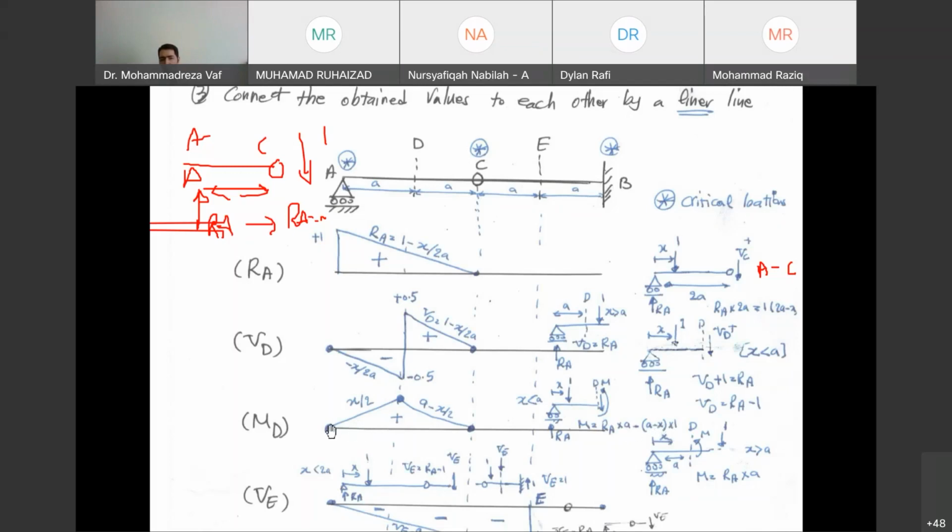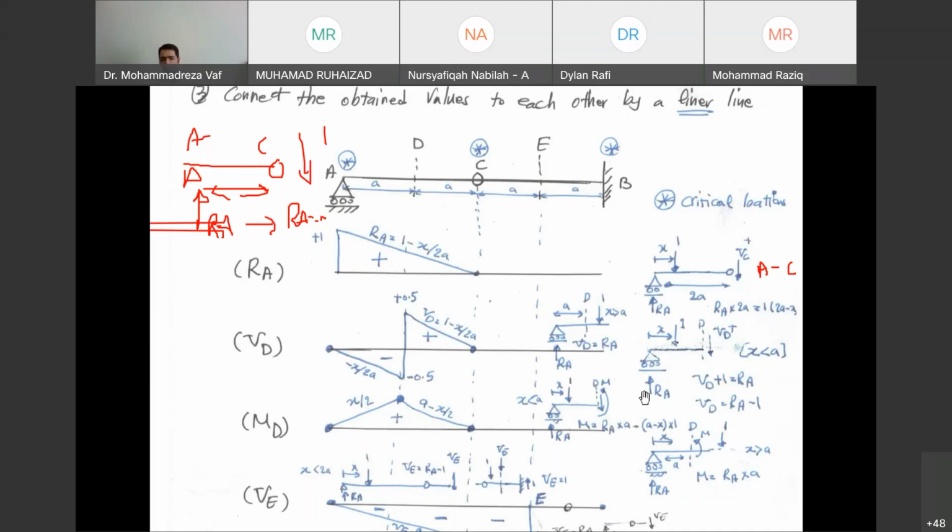So it becomes 0. At point D, this equation is still valid, x equals A, because we reached point D. So A minus A is 0. And then we have only RA multiplied by A. So RA multiplied by A is the value that we have here, 0.58. This is the value that we get. And so this equation is valid from A to D.